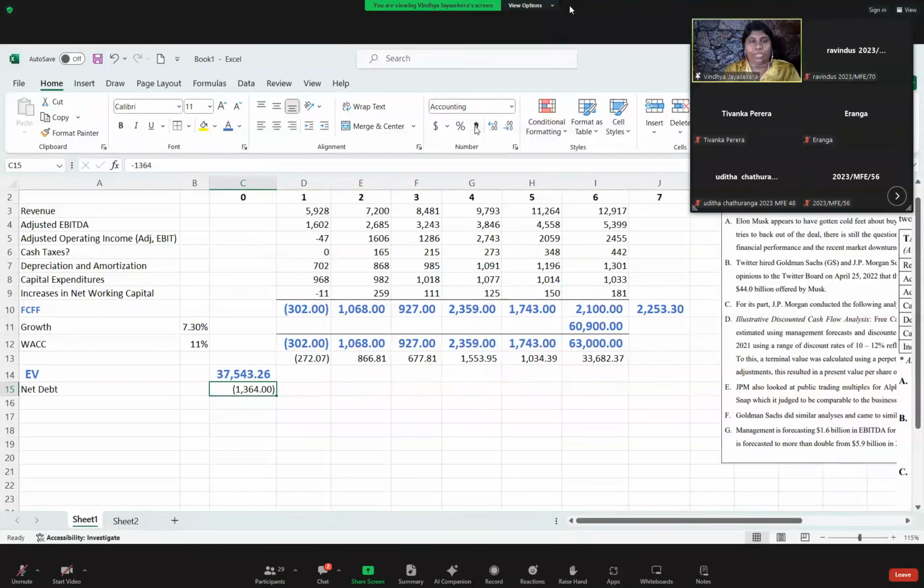Yeah, correct. You should deduct the debt, right? Because I have debt and equity holders. So then I have to take out the debt.